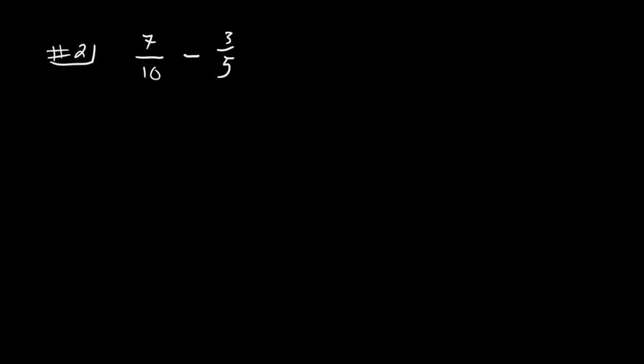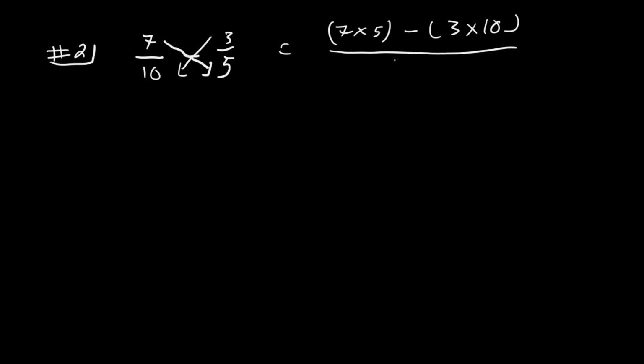For number 2, 7 over 10 minus 3 over 5. In this case, we just use the same method, but this time, we minus our numerators. Let's cross multiply 7 over 5. 7 times 5 minus 3 times 10. For the denominator, 10 times 5.